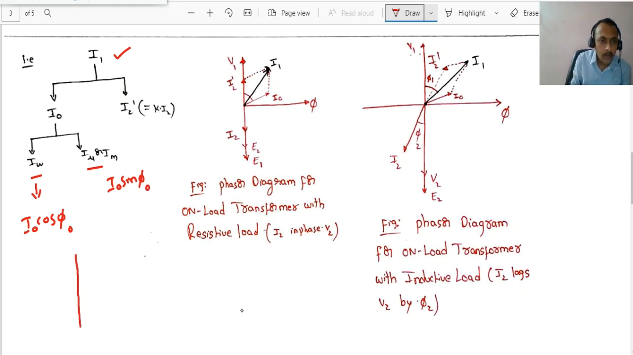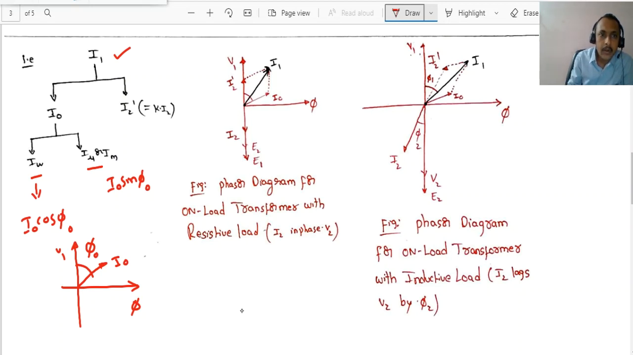If you remember the no load concept, this is the current I0 drawn by the no load transformer, this is the flux phi and this is the voltage V1. Now this is the angle between V1 and I0. This is phi naught. Clear? So here this V1.